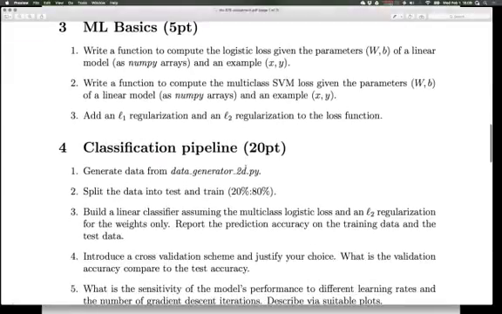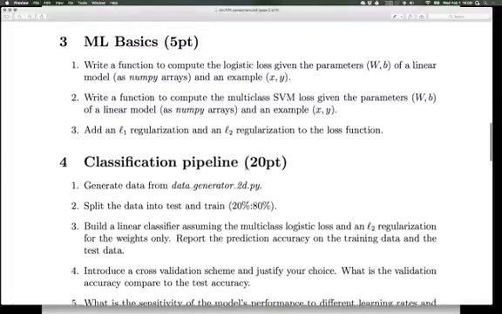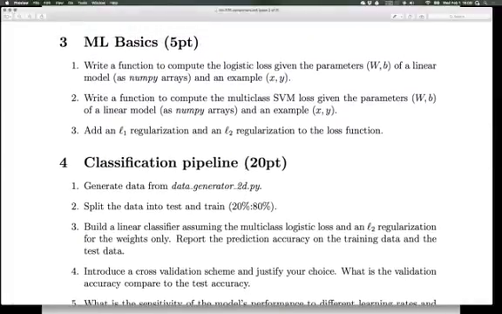So the third question is trying to make you write some Python functions. You need to understand Python functions and how they're defined. This is just asking you to write the loss functions, right? Which is something we covered in the class.